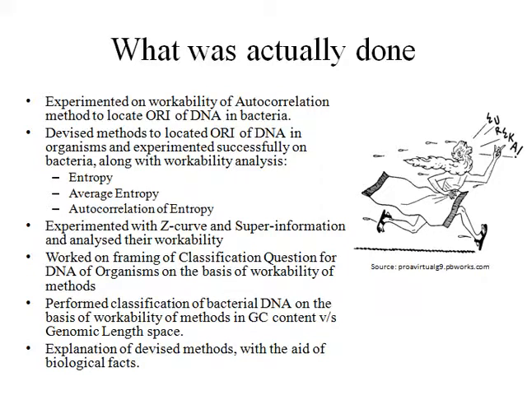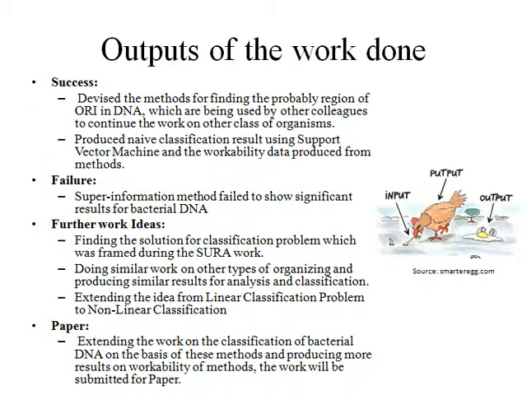We devised all of these mathematical methods, but there was a biological fact hidden behind all of this, and so we bridged both of them and explained the methods that we devised. Output of the work: success. We devised methods, they worked, and now our colleagues use them on other classes of organisms and extend it. We produced naive classification results using SVM and the workability data that we produced. Failure, as I mentioned, superinformation failed and didn't show any significant result.